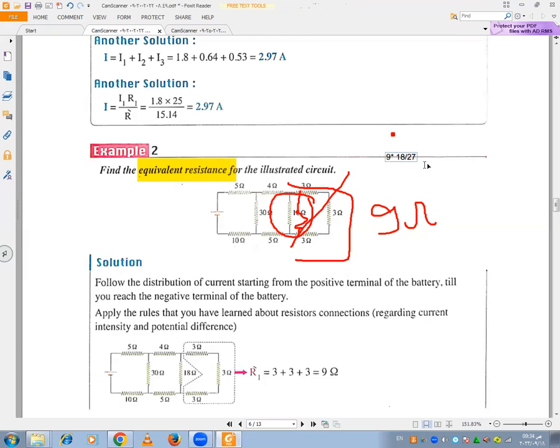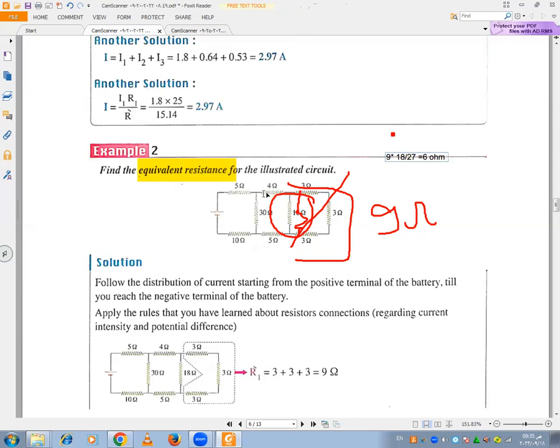Equal what? 6 ohm. So the equivalent resistance of these 4 resistances equals 6 ohm. Okay, now I have 6 ohm and 4 and 5.